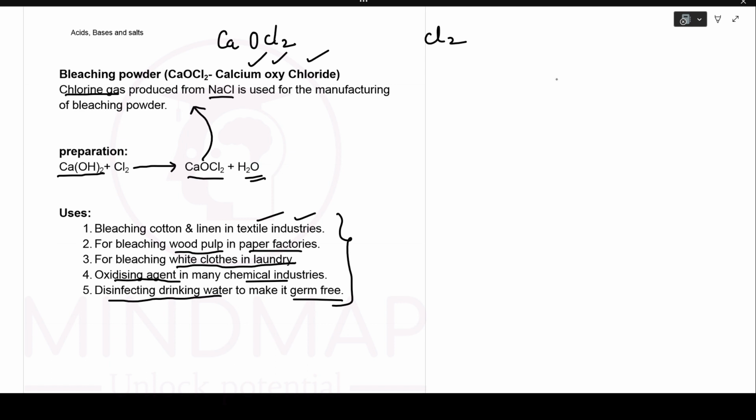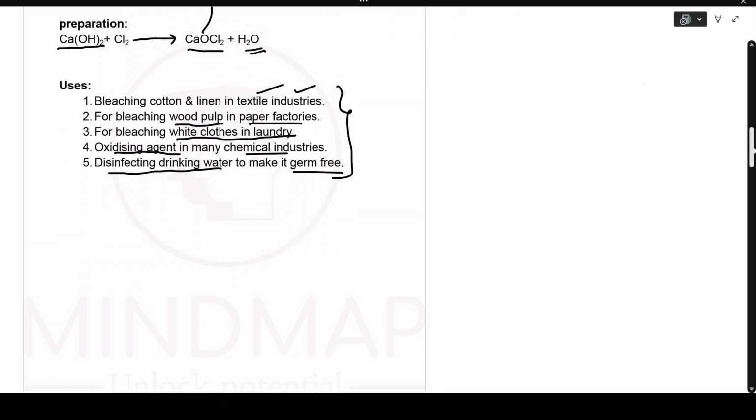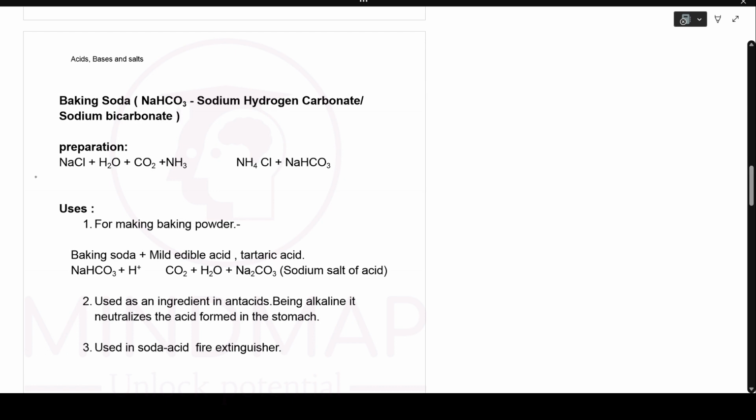So from where did we get this bleaching powder? We got it by the action of chlorine on slaked lime, on calcium hydroxide. And from where did we get this chlorine gas? By the electrolysis of NaCl. Correct? Okay. So the next, after bleaching powder, what else we get from NaCl, the second one is baking soda.